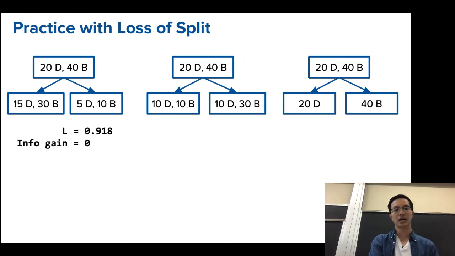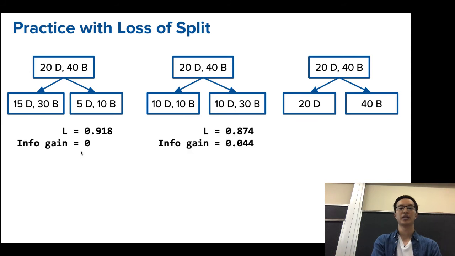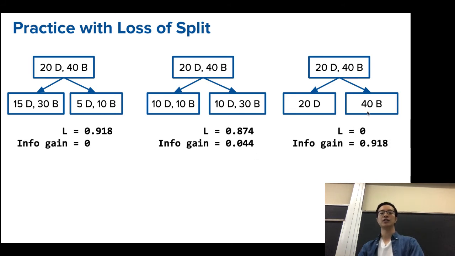Okay, so here we go. The information gained by a split is defined as the entropy of the parent minus the loss of the children. So in other words, the loss for the first split here is 0.918, and since the parent node also has the same ratios of D's to B's, it has the same entropy as each of its children, and the information gained is 0. Okay, so we have the loss of the second split and the information gain, and we have here the loss of the rightmost split and the information gain for the rightmost split. So you should easily be able to find the loss of a split as well as the information gained by a split.